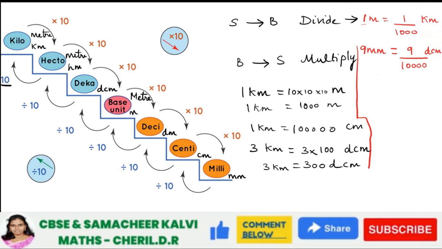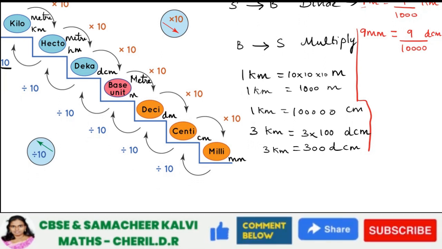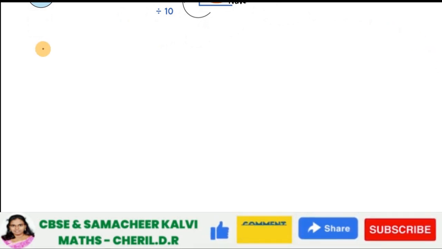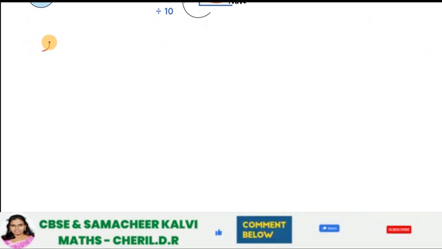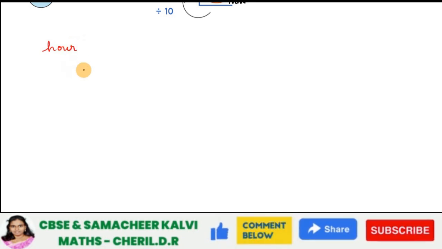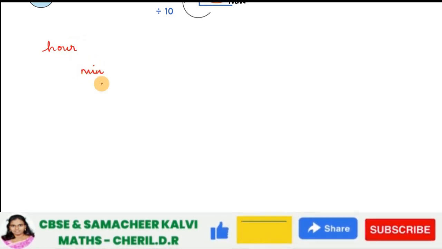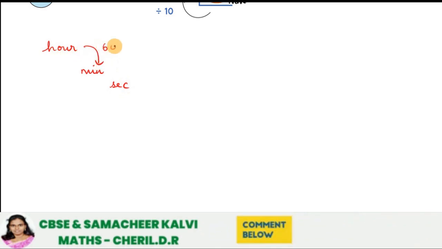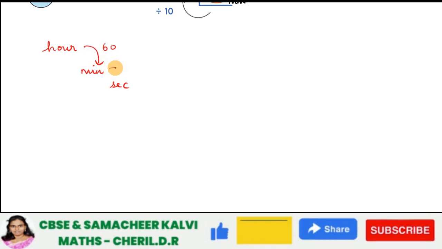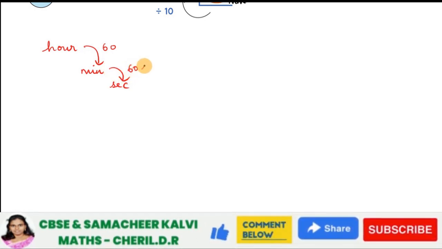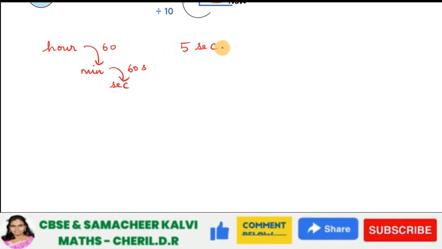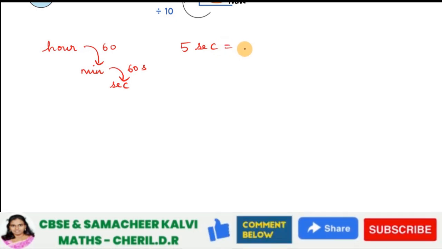In the same way, you will also have problems with hours and minutes. So for hours and minutes, what is that? You have hour, minute, and then seconds. Hour to minute is 60: 1 hour equals 60 minutes, and 1 minute equals 60 seconds. Likewise, if I want to convert 5 seconds into hour.